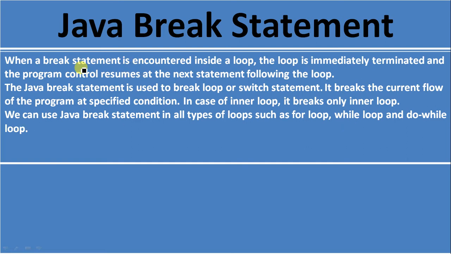When a break statement is encountered inside a loop, the loop is immediately terminated and the program control resumes at the next statement following the loop. When the control executes the break statement, the break statement brings the control out from the loop.